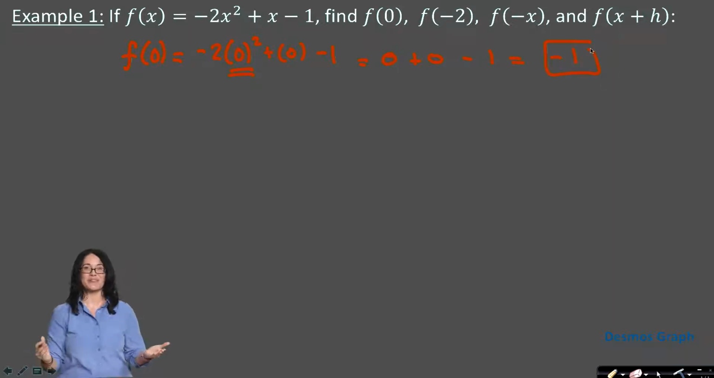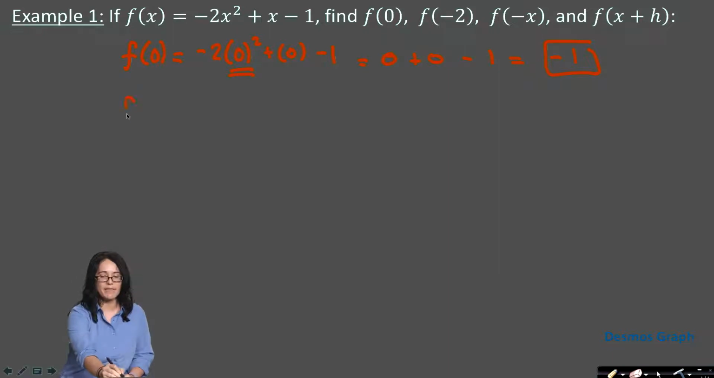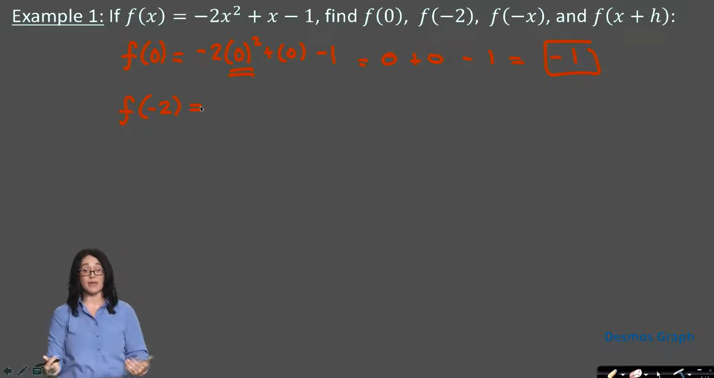Now, a shortcut there is to recognize that anytime you have x to any power, if you're replacing the x values with 0, each of those terms disappears. And that's why I can simply look at that polynomial and know that the answer is negative 1. So that's a little shortcut. What about f of negative 2? That one takes a little more thinking, doesn't it?